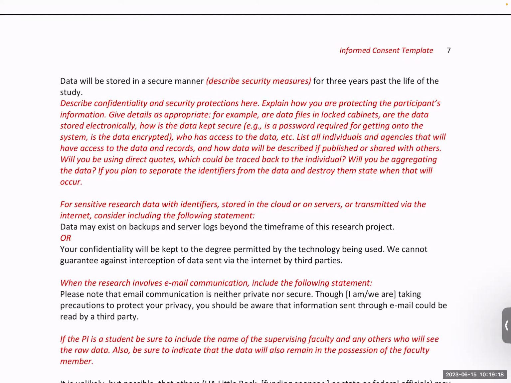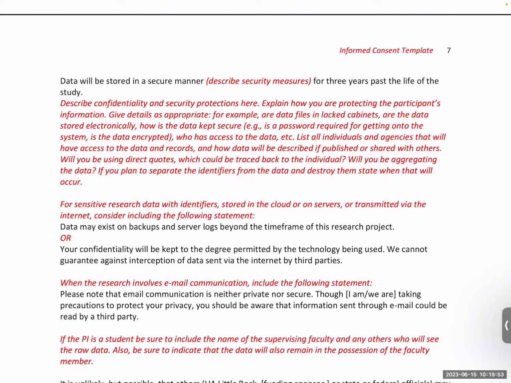Next, data should be password protected and encrypted when being stored on any device or the cloud and when being uploaded or downloaded. Be sure to inform the participants of everyone who will see the raw data. If the data is being collected for some third party, indicate whether that entity will get the raw data or only a summary of the findings.